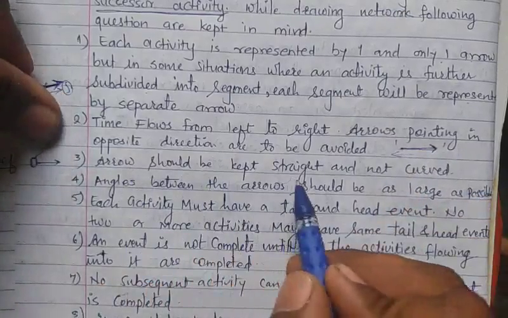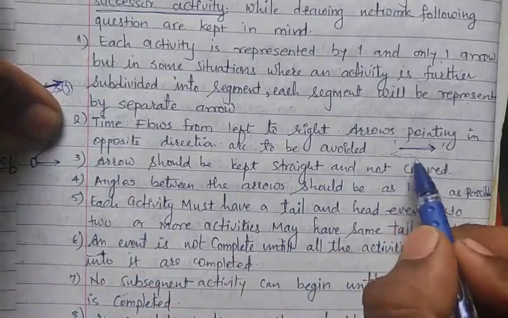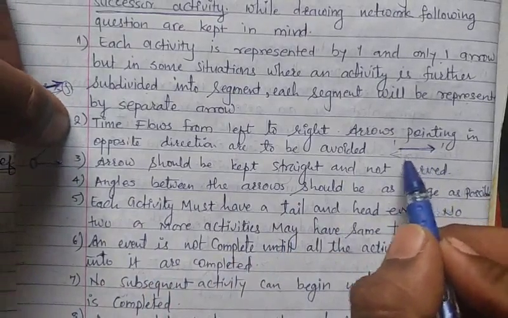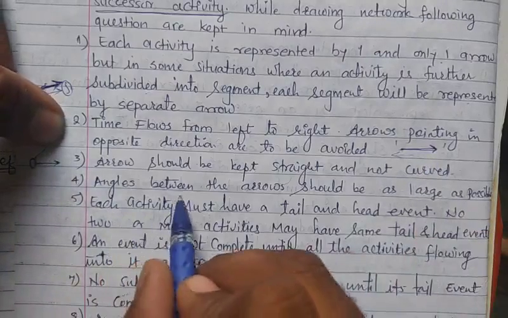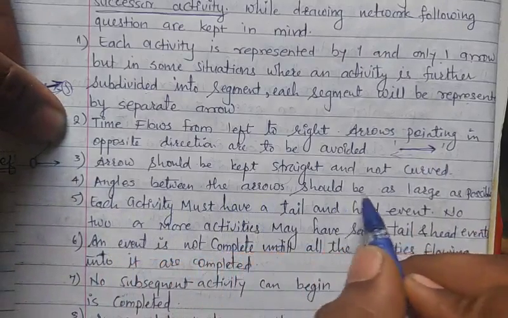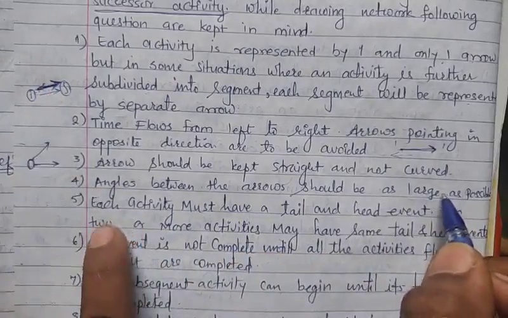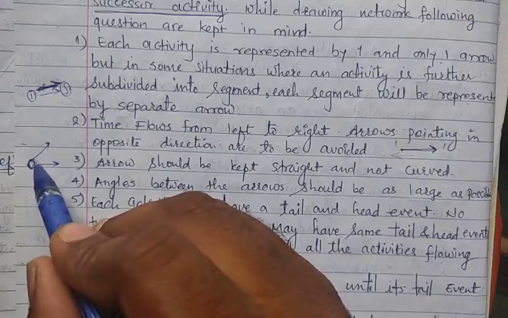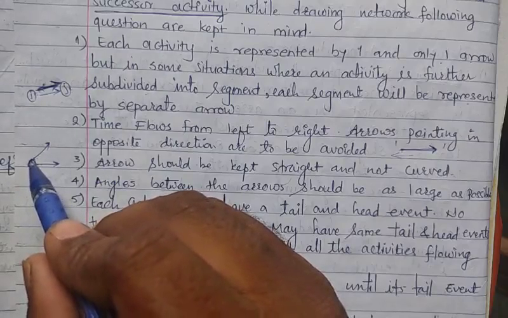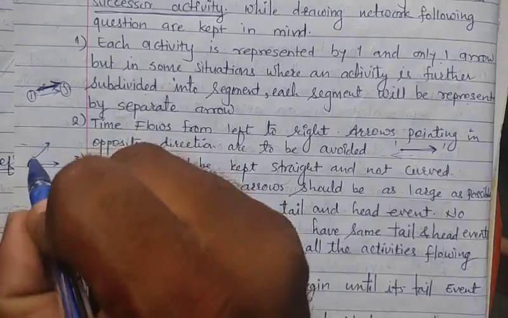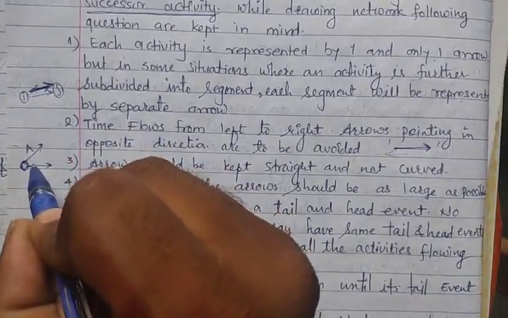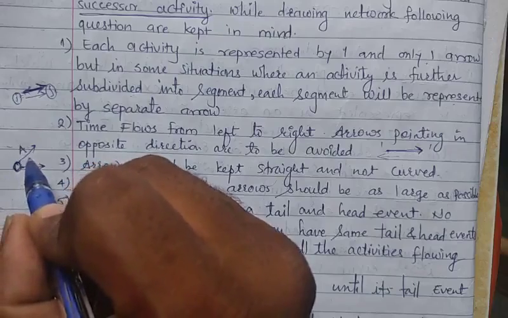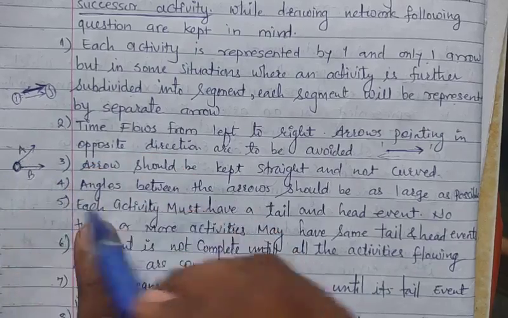Now arrows should be kept straight and not curved. Arrows do not bend, because in a network diagram we always use straight arrows. The angle between the arrows should be as large as possible. Suppose this is an event I, and from that event I two activities go out. This is the first activity A and this is the second activity B. The angle between these two activities should be as large as possible.